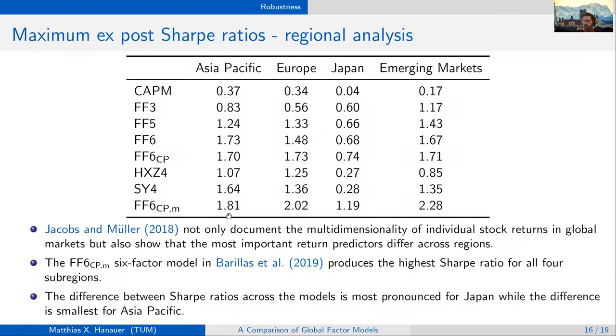And what you see here in all, it was striking these results because I started with main results and then was really excited if they're also robust. And you see that across all regions, this Barillas and Shanken model is the best one. The effects are most pronounced for Japan. Maybe some reason here because in Japan, we know that momentum is not really working, and therefore this monthly updated value factor shows even bigger improvement to the standard value factor. And also you see that this cash-based profitability factor is much better than the other profitability factors.